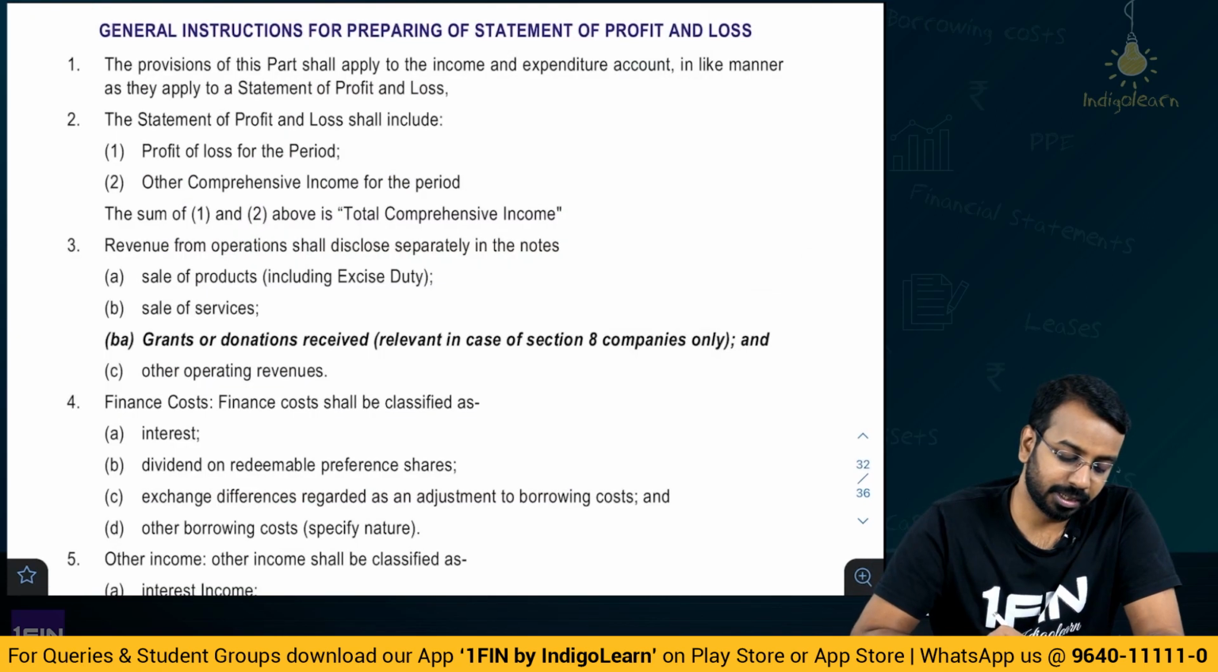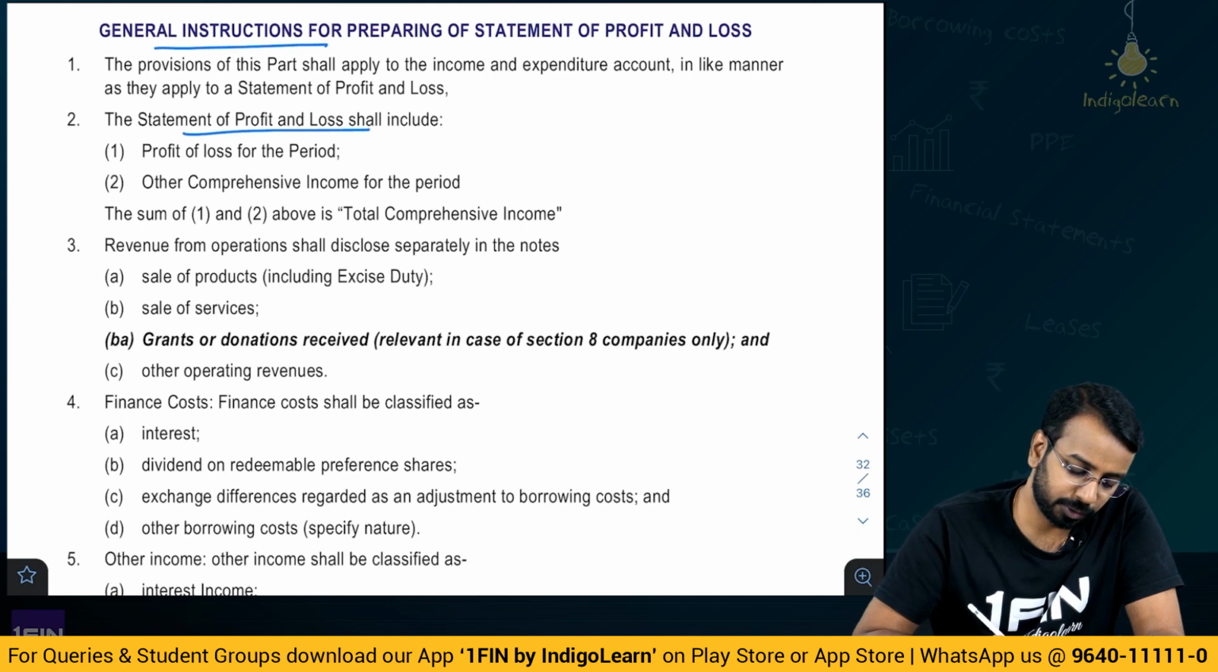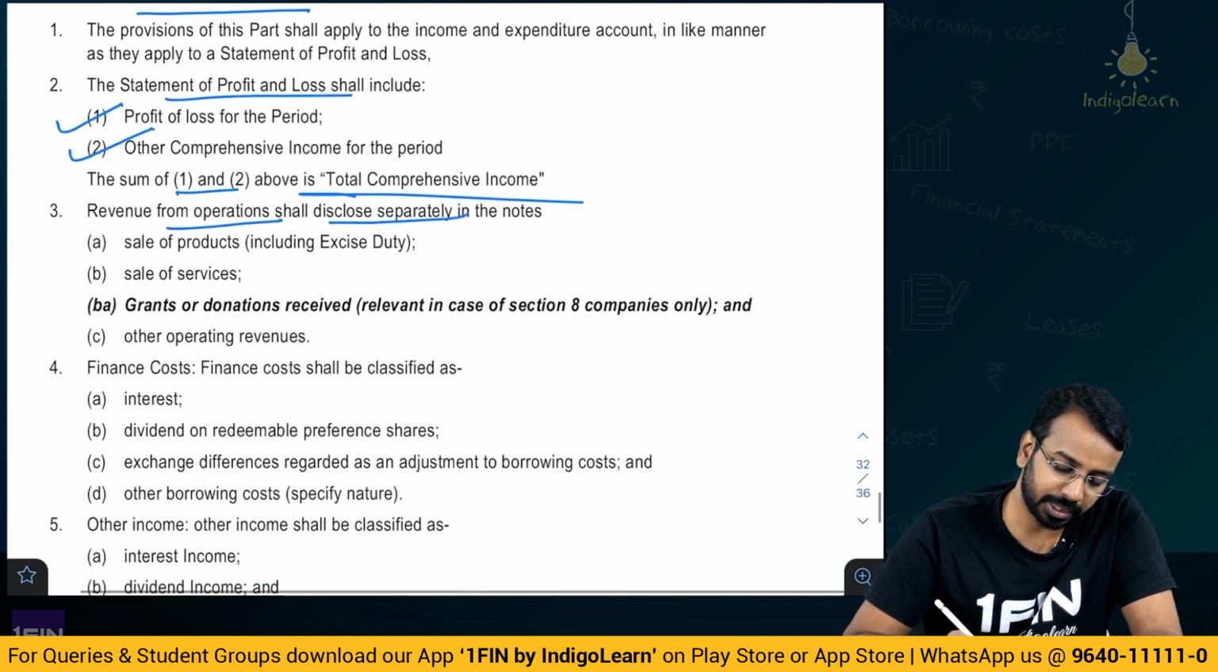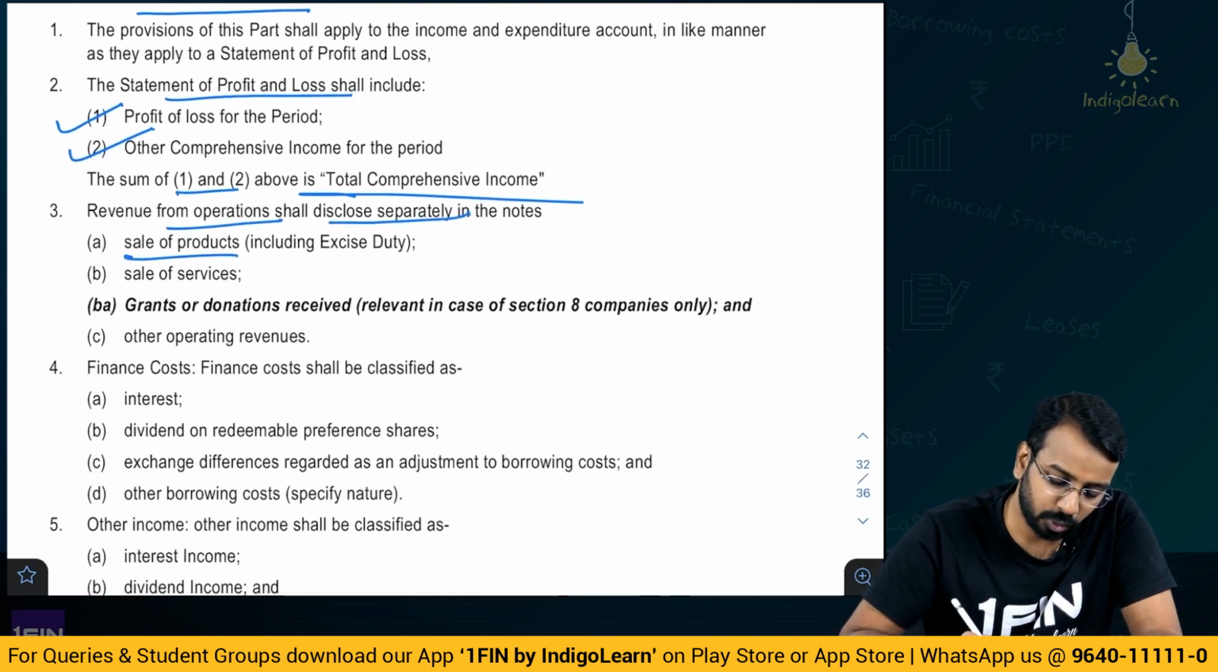Okay. Let's have a look at the general instructions. These are pretty simple, nothing complicated again. Statement of P&L shall include P&L for the period and other comprehensive income. 1 plus 2 is called the total comprehensive income. Then revenue from operations shall be disclosed separately in the notes as sale of products including excise duty.